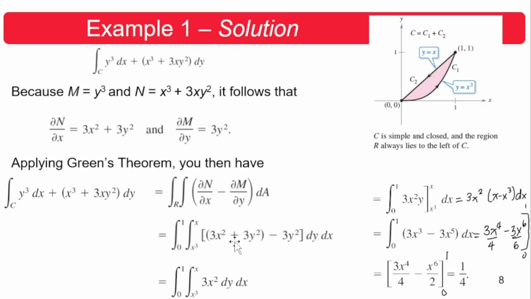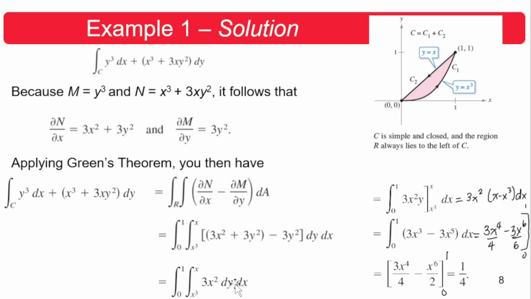Recall that the partial derivative of N with respect to x is 3x squared plus 3y squared, minus the partial derivative of M with respect to y, which is 3y squared. Combining like terms, 3y squared minus 3y squared is 0. So we have the integral of 3x squared dy dx, with y evaluated from x cubed to x, and x from 0 to 1.